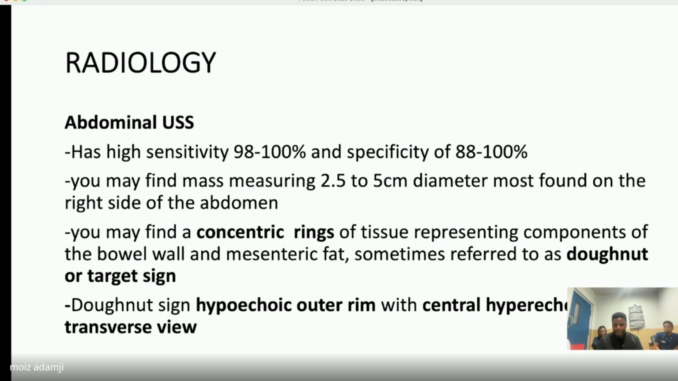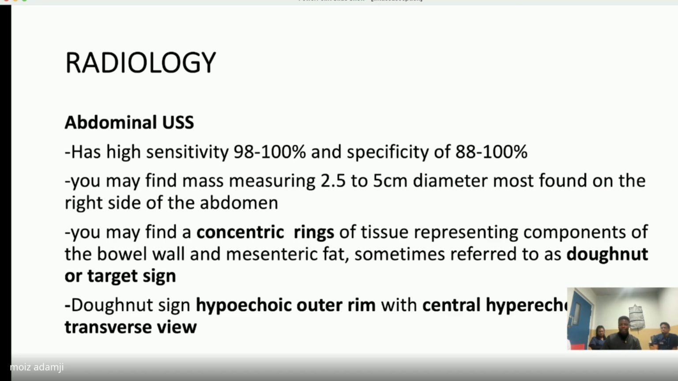This has high sensitivity and specificity. And you may find a mass measuring 2 to 5 centimeters in diameter on the right side of the abdomen. And you may find concentric rings of tissue representing the components of the bowel wall and mesenteric fat. Sometimes these findings are referred to as the donut or target sign.